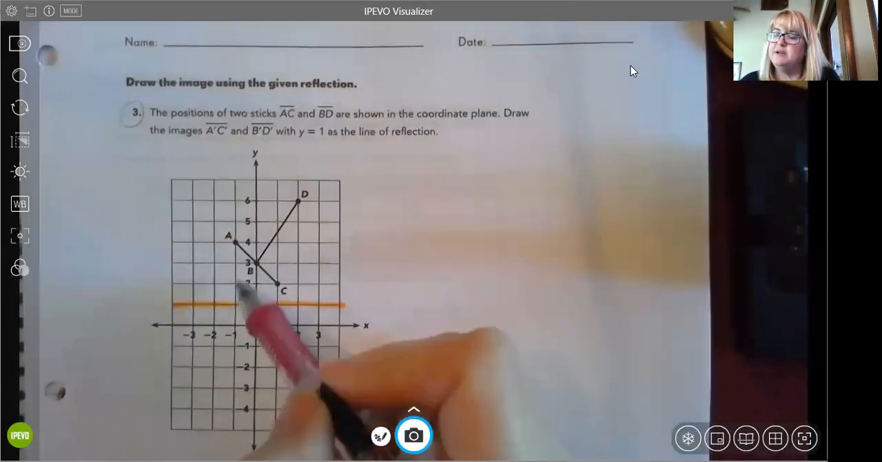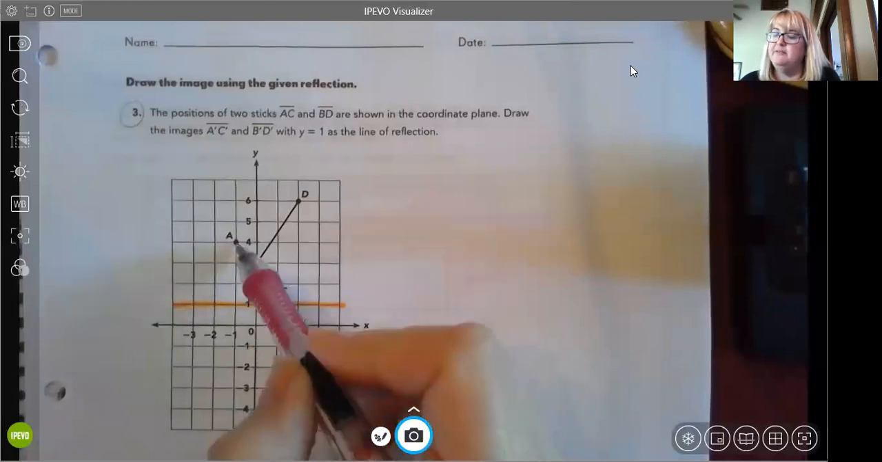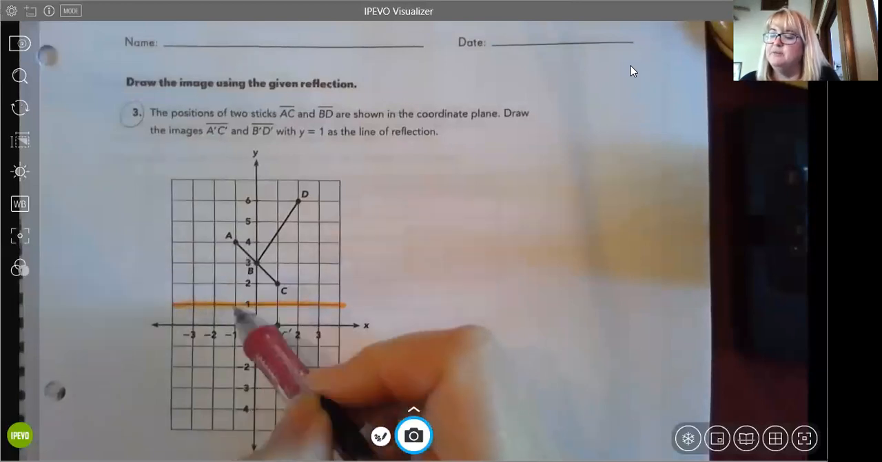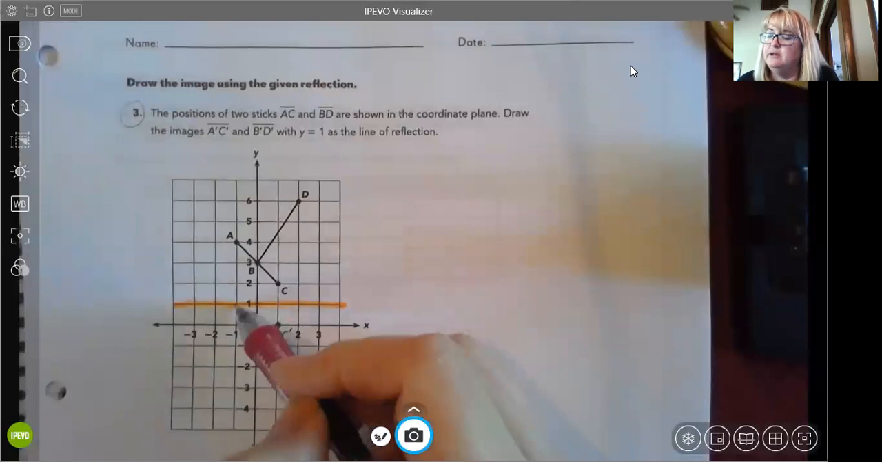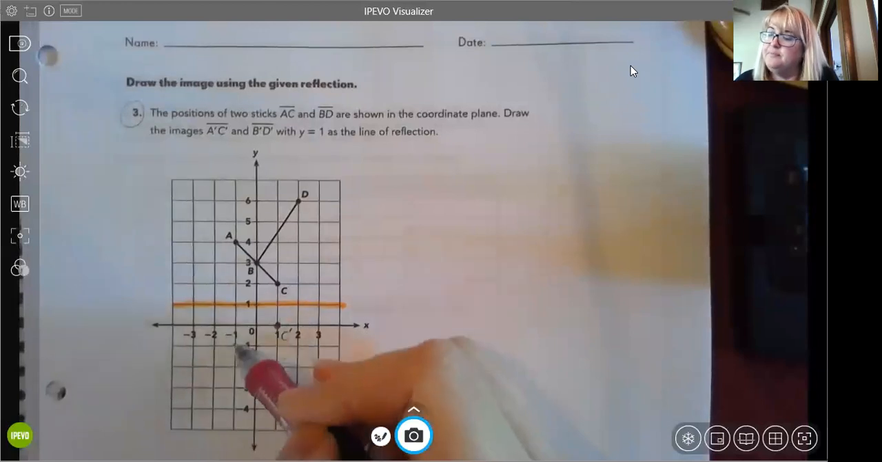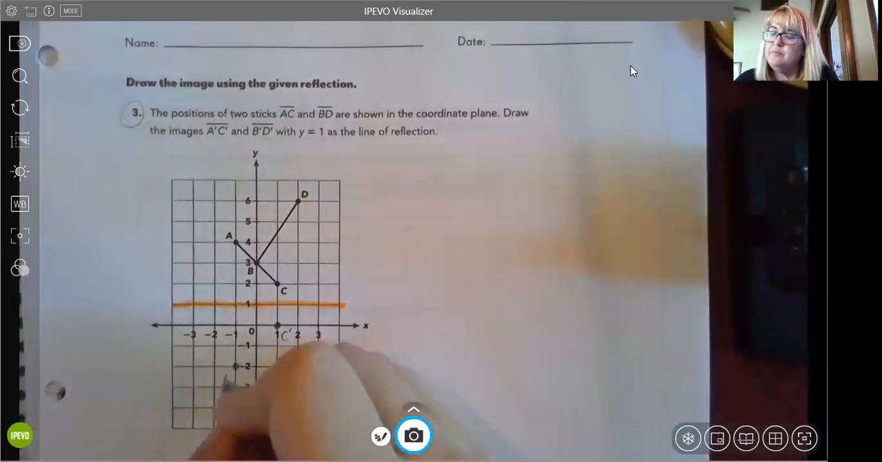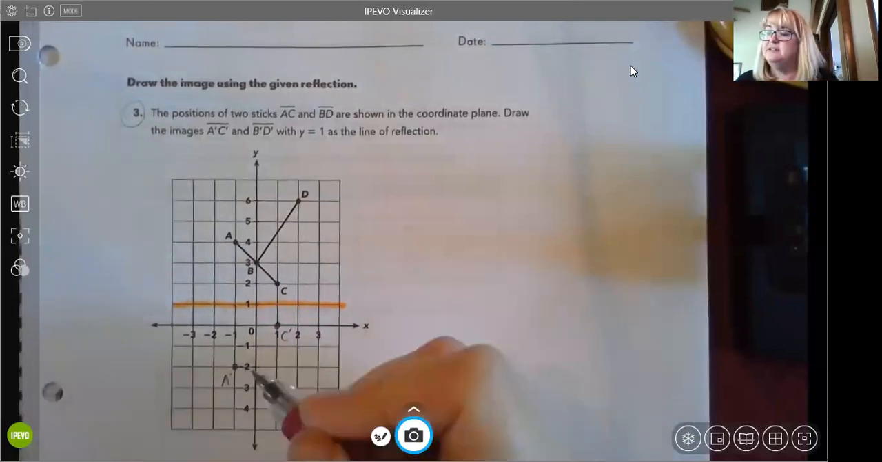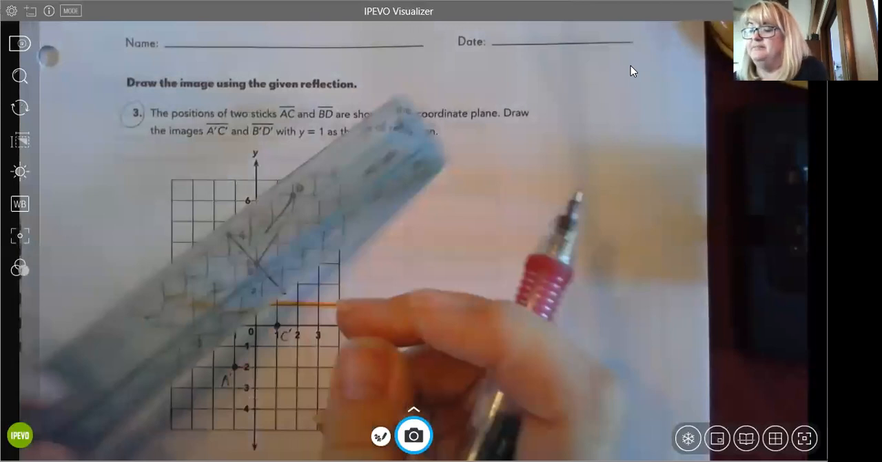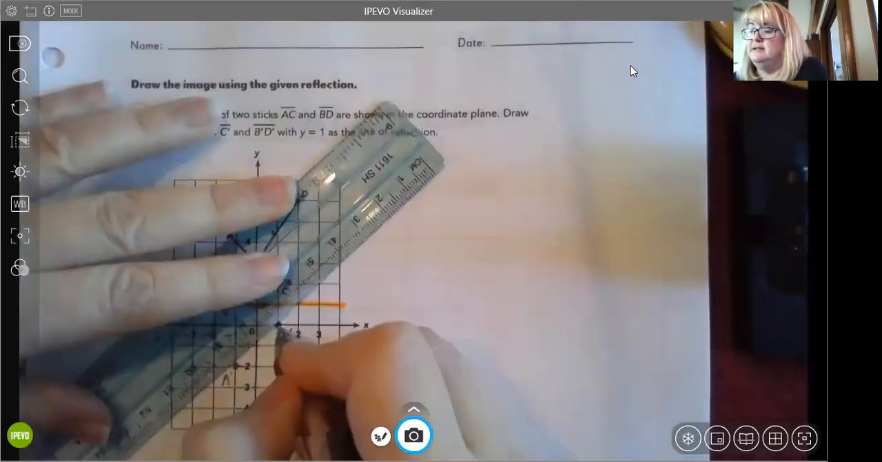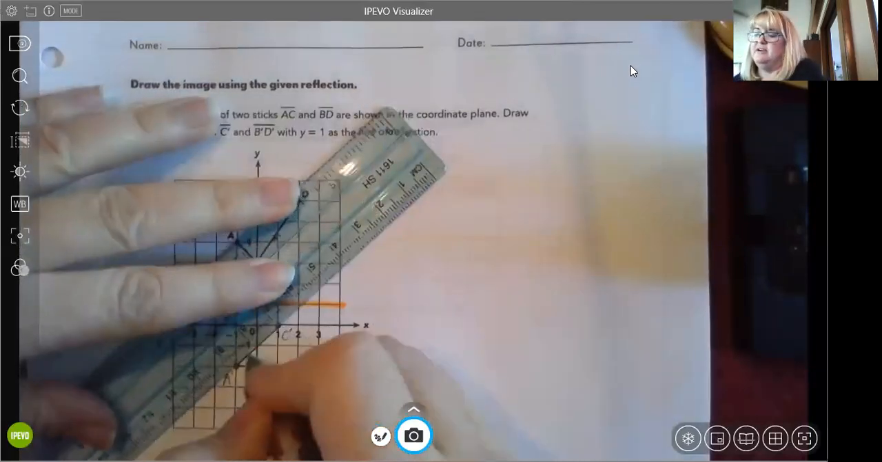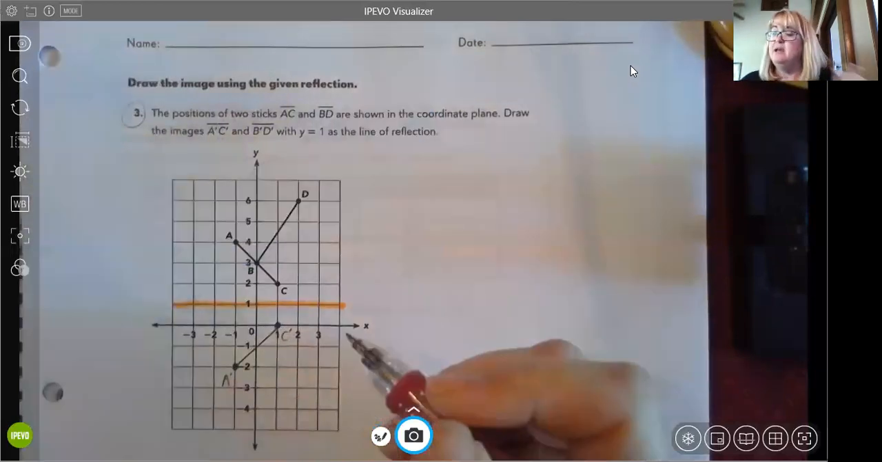A is 1, 2, 3 units above. A prime is going to be 3 units below. 1, 2, 3. And that's going to be A prime. So I'm going to go ahead and connect those because A and C is, they called it a stick, a line segment, but there is A prime, C prime.